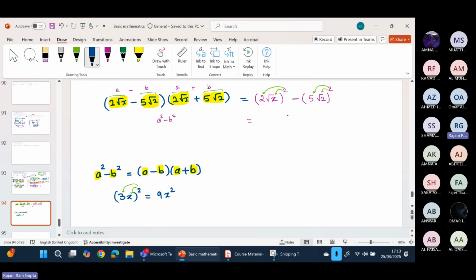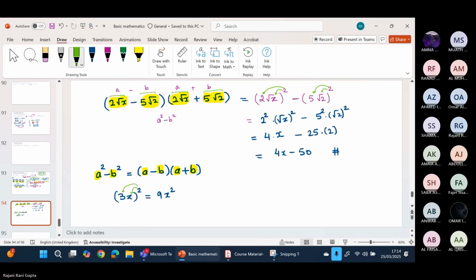So you did the same thing. 2 power 2 and root x power 2 minus 5 power 2 and root 2 power 2. 2 power 2 is 4. Root x power 2 is x. 5 power 2 is 25. Root 2 power 2 is 2. So it is 4x minus 50. See, the rule of exponent is the same, but I changed it so that instead of only numbers, it has numbers and radicals. So understand the concept. Okay.